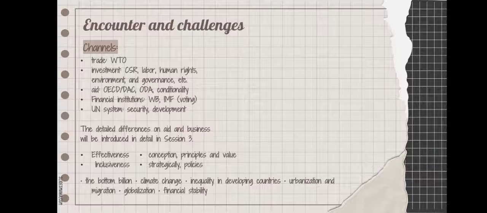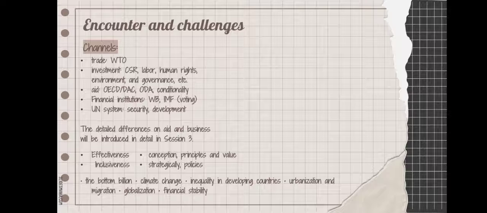Encounters and challenges for the channels: trade, the World Trade Organization or the WTO; investment, CSR, the corporate social responsibility; labor, human rights, environment, and governance. Aid, OECD, which means Organization for Economic Cooperation and Development, or Development Assistance Committee or DAC, the Official Development Assistance or the ODA, conditionality. Financial institutions, World Bank or the WB, IMF or the International Monetary Fund, and voting. UN system, security and development. The detailed differences in aid and business will be introduced in detail in Session 3.